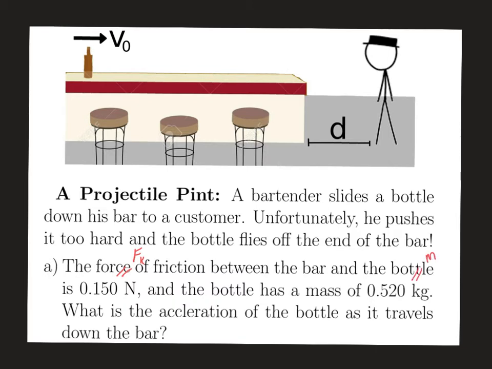And the question is first asking what is the acceleration of the bottle as it travels down the bar. So we're given a collection of information which includes the force and the mass, and we're being asked for what the acceleration is. So that's a question based in Newton's laws, right? Given the forces, what is the acceleration? So the first part of this problem is going to be using Newton's laws to find the acceleration of the bottle as it travels down the bar.